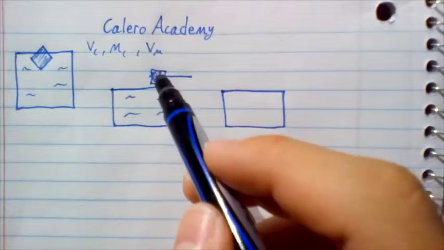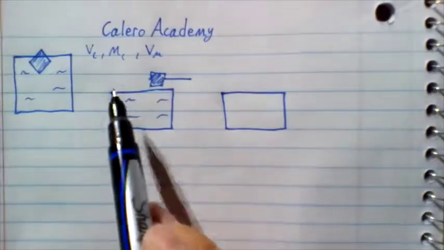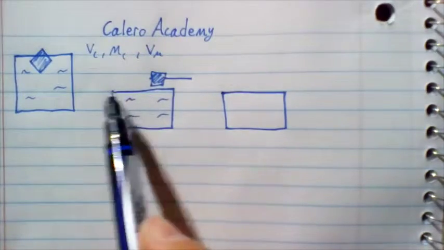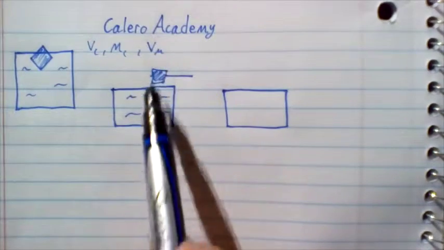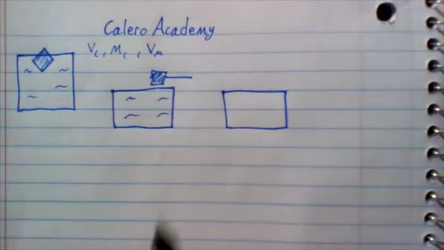What happens will be that the water will obviously overflow, because we're assuming that it's up to the edges. The water is perfectly filled, and so when this melts, the water will come down and it will overflow by a volume of V sub m.